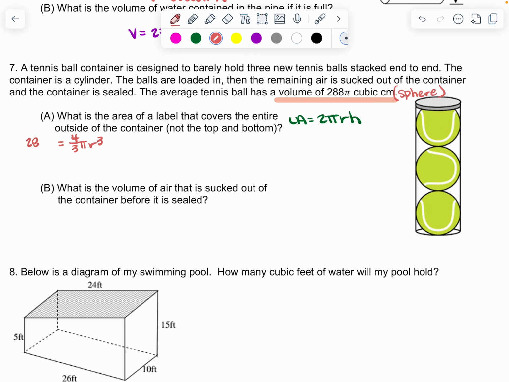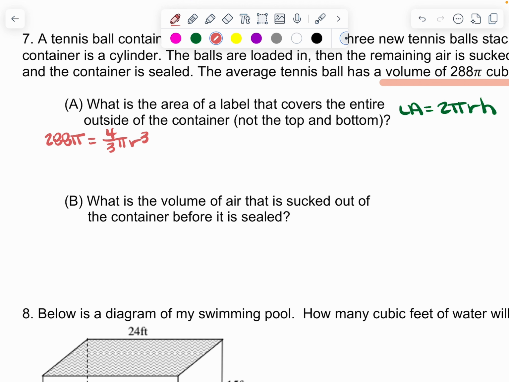I'm going to go ahead and erase that V because I'm kind of limited on space here. I'm just going to replace that with the 288 pi. So this is the equation that we're going to be solving. Again, we've talked about this lots of times, right? Since there's a pi on each side, you can just divide that out and it's gone.